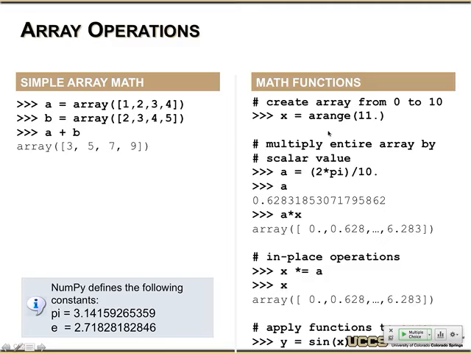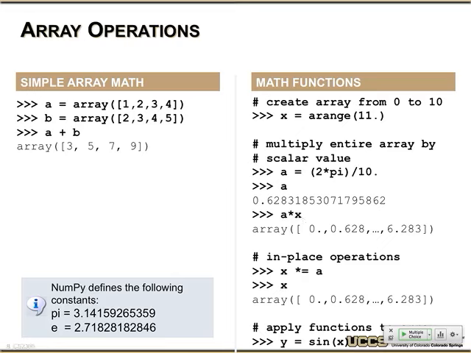There are lots of math functions. Just like I had the range function, I can make an array range of 11, which gives me the values 0 to 10. So it doesn't include the last one, and starts at 0. I can do things with arrays like multiply all of them by constants. So I can define an array. Here I have a scalar, a, 2 pi. Pi is a predefined constant in NumPy, so is e. I can look at the value, and then I can multiply scalar times array.